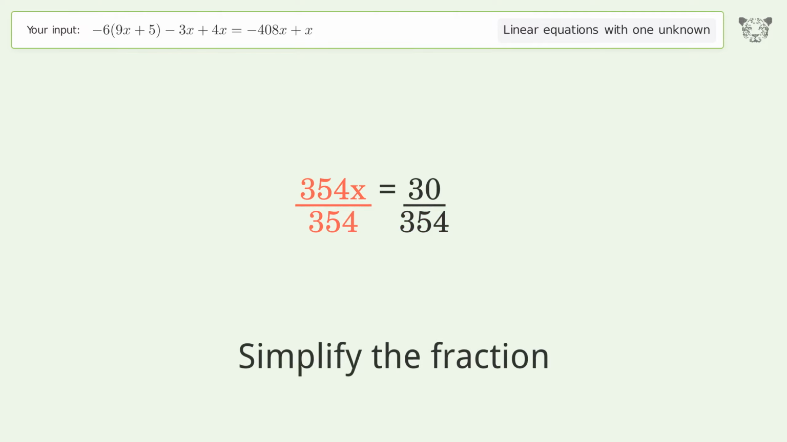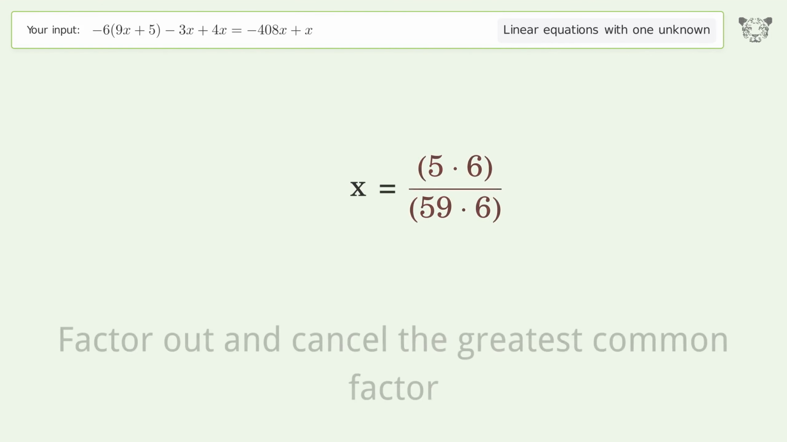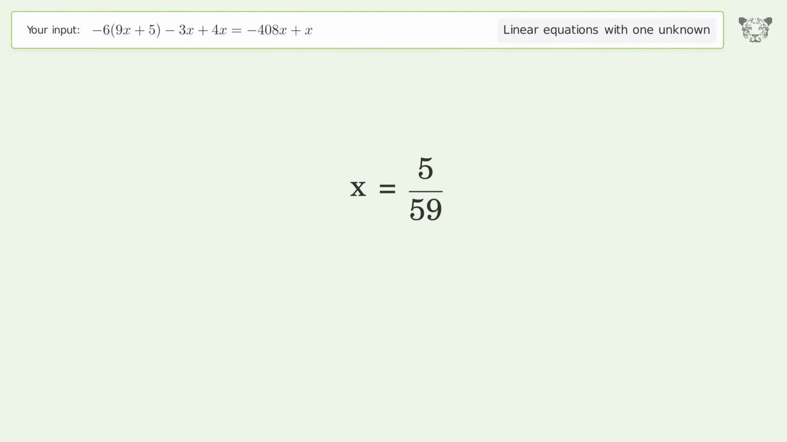Simplify the fraction. Find the greatest common factor of the numerator and denominator. Factor out and cancel the greatest common factor. And so the final result is x equals 5/59.